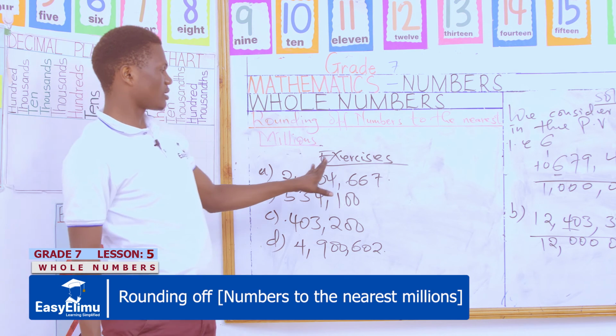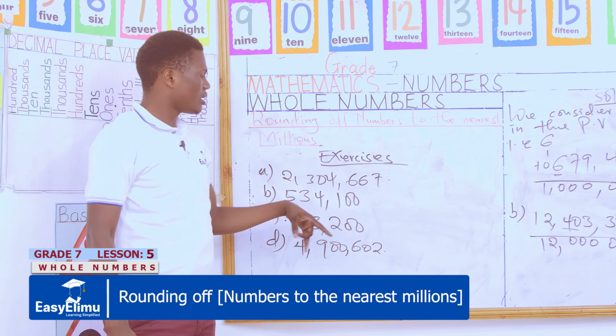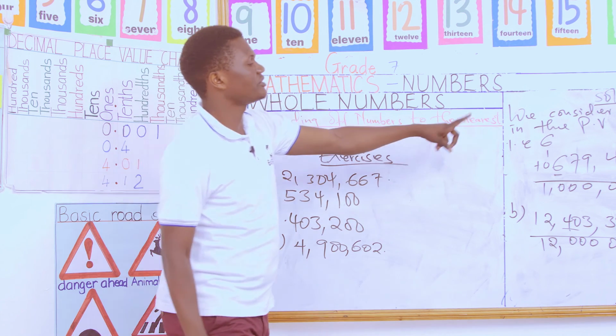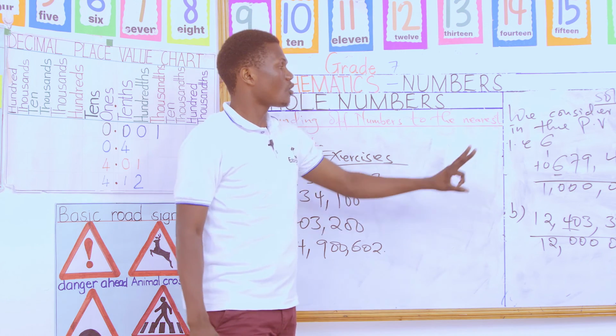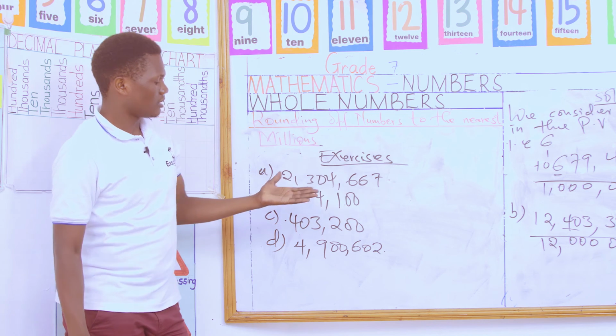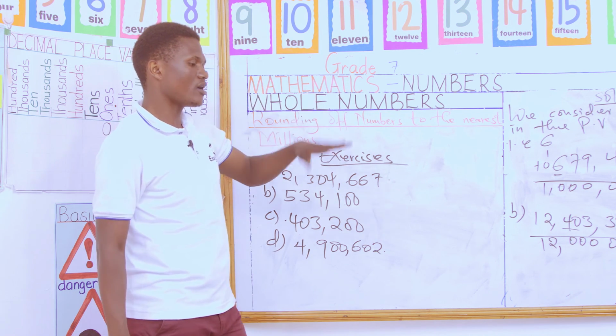Identify instances where the value is going down and instances where the value of the number is going up. And if the value of the number is going down, that means that the digit in your place value of interest was below 5. But if you end up with a bigger value, then that implies that the digit in your place value of interest was 5 and above.